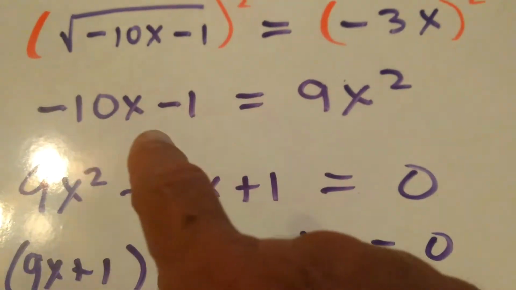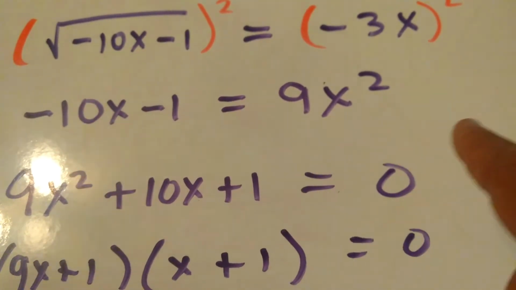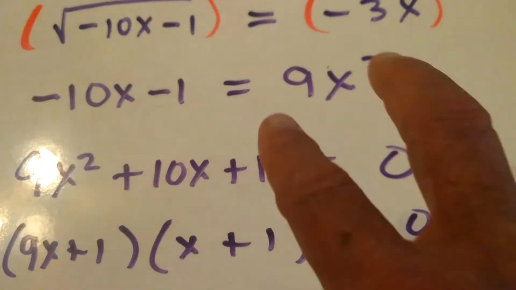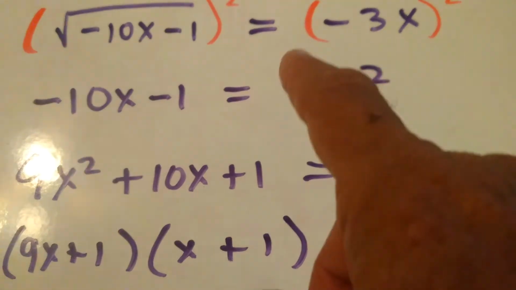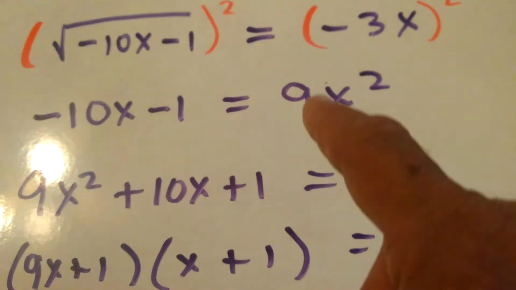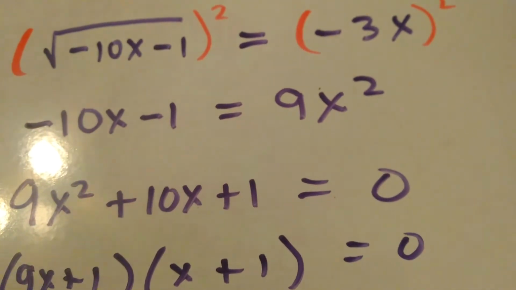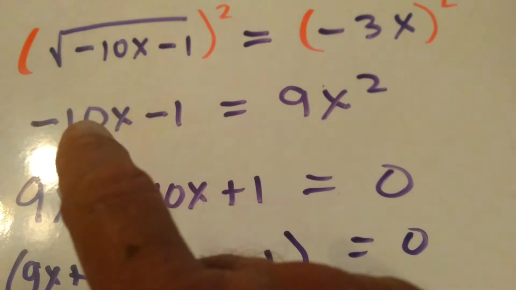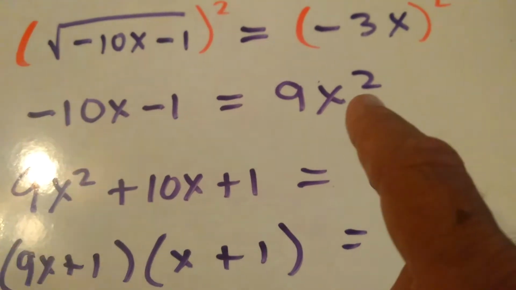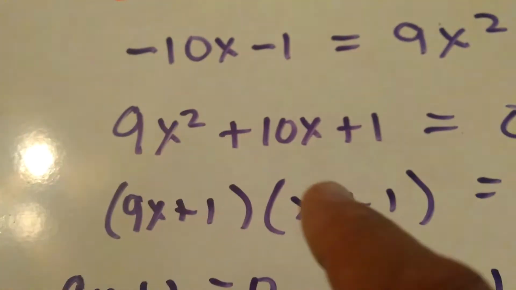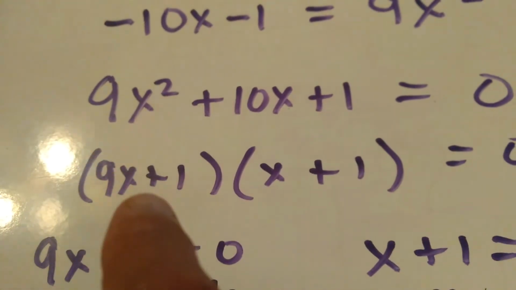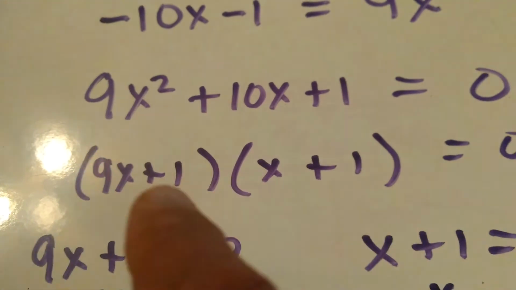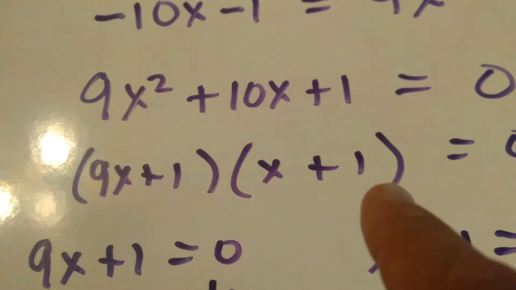Now, what I did here was I added the 10x over, added the 1 over, and then switched sides. Remember, in a trinomial, you always want your x squared term to be positive. That means anything else you want to move to it if it's already positive. When we get to 9x squared plus 10x plus 1, we have a trinomial that can factor into 9x plus 1 times x plus 1.